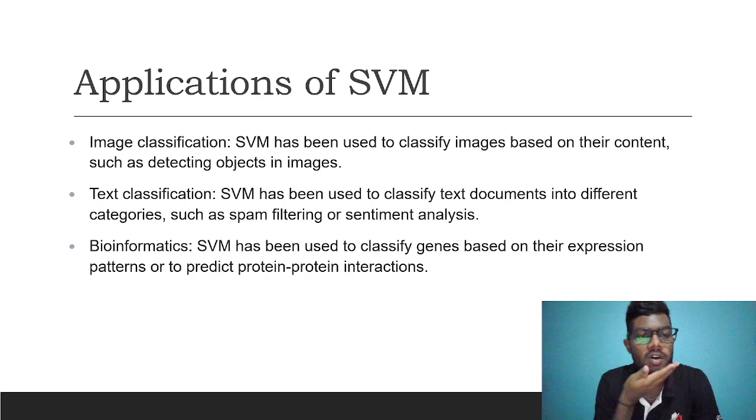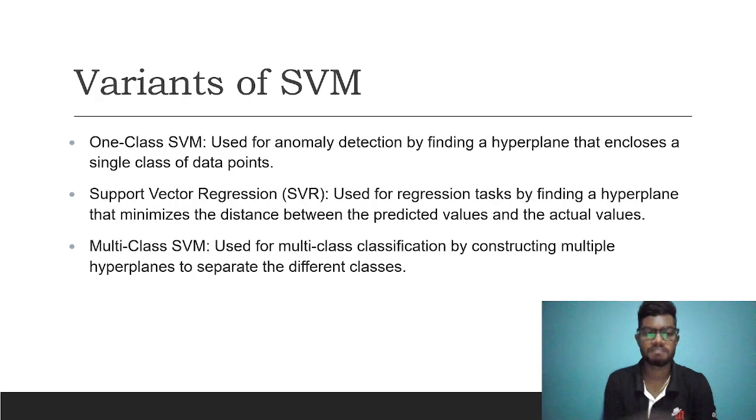Now let's know some of the applications of SVM. Image classification. SVM has been used to classify images based on their content, such as detecting objects in images. Text classification. SVM can be used to classify text documents into different categories such as spam filtering or sentiment analysis. Bioinformatics. SVM has been used to classify genes based on their expression patterns or to predict protein interactions.